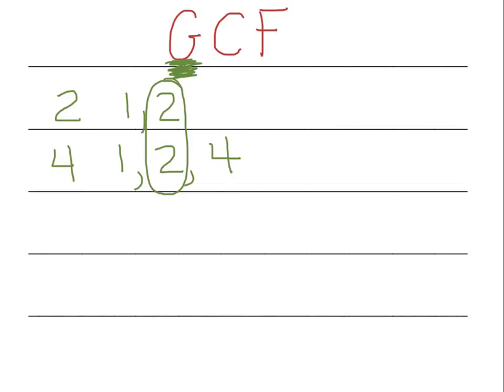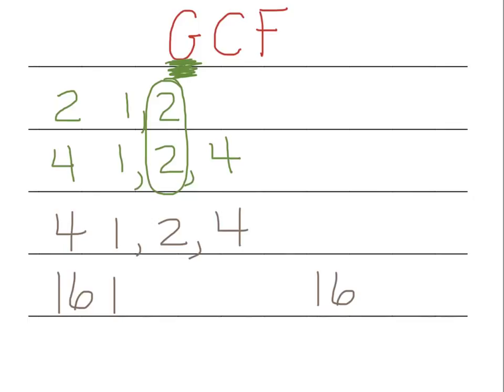How about, let's do 4 and 16. Now I've already done the factors of 4, but I would say 1 times 4 and 2 times 2. Those are my factors. Then the factors of 16. I have 1 times 16. Does 2 go in evenly? Sure does. 2 times 8. Does 3 go into 16? No. Does 4 go into 16? Yes, it does. 4 times 4. So there are my factors of 16: 1, 2, 4, 8, and 16.